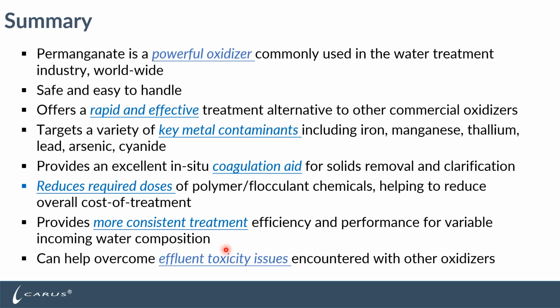So just to briefly summarize, hopefully the key takeaways from this presentation: permanganate is a strong, stable oxidizing agent used extensively in water and wastewater treatment. It's safe and easy to handle, and offers a rapid and effective treatment alternative to other commercial oxidizers. It targets a variety of metal contaminants, including iron, manganese, thallium, and arsenic. Also cyanide, which hasn't been covered in this particular presentation, but also very effective for cyanide.